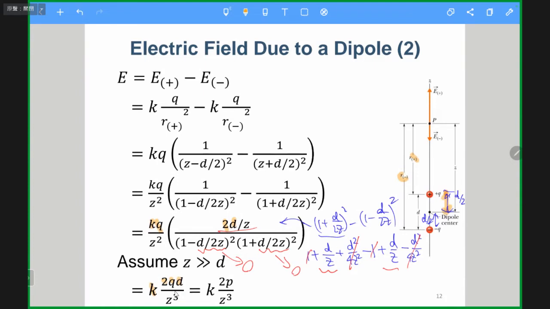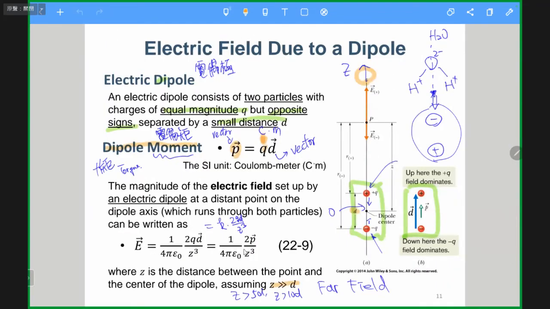Okay, and of course, just now we defined the dipole moment P equals QD. So you can express it like this: K times 2P over z cubed. Of course, this equation is written in the vector form, so E is the vector, and P is the vector, and other terms are positive values because K is positive, z cubed is positive, so E has the same direction as P. Okay.